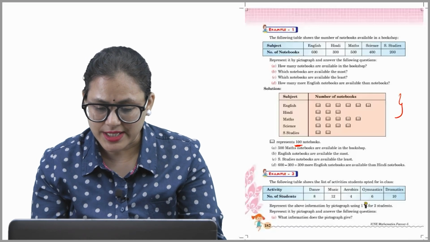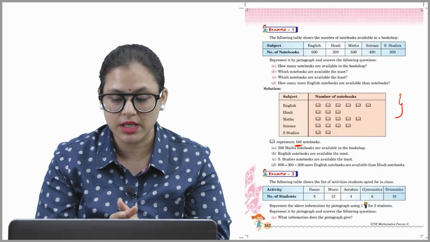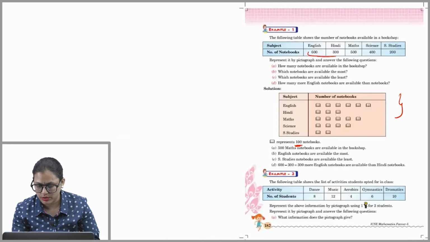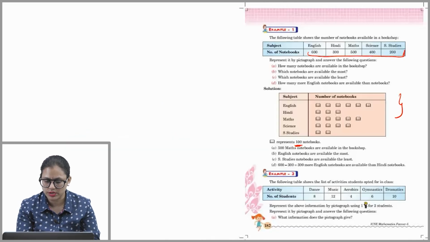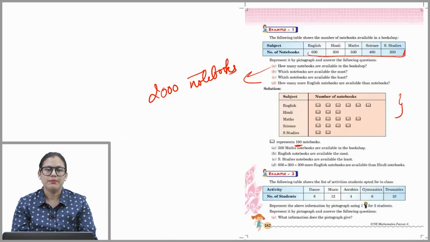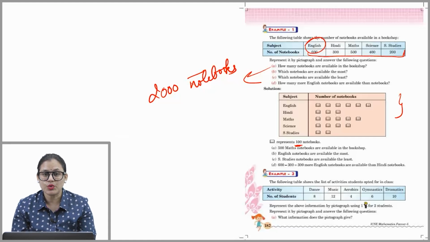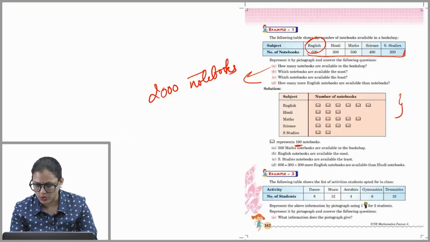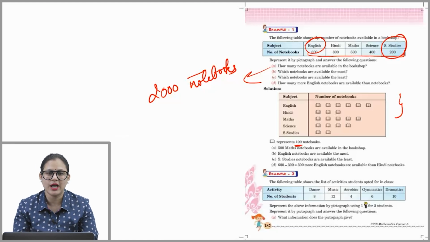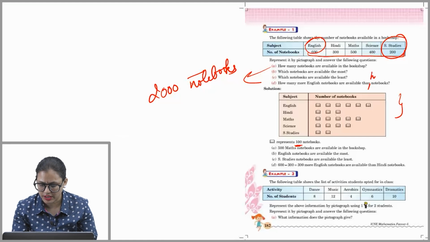Now, the question is, how many notebooks are available in the bookshop? You have to add all these notebooks. So there are a total of 2000 notebooks. B, which notebooks are available the most? As you can see, English. C, which notebooks are available the least? Least is social studies.